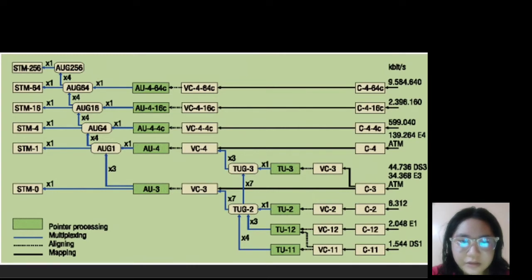About 5% of the gross data rate is reserved for OAM tasks, or operations, administration, and maintenance. The data is transparently transported over the SDH network in containers.